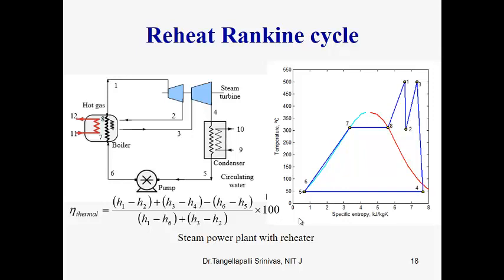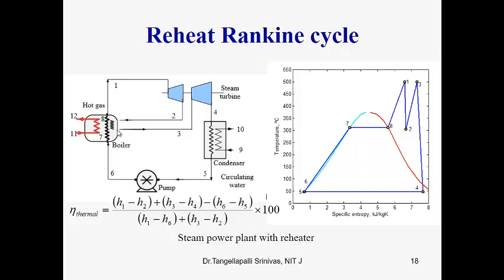The second method is reheating of the Rankine cycle. The efficiency also can be increased by reheating the steam between two turbines. See the schematic arrangement of the Rankine cycle. The superheated steam is expanded in the high pressure steam turbine. After expansion in the high pressure steam turbine, the steam is again passed to the boiler.